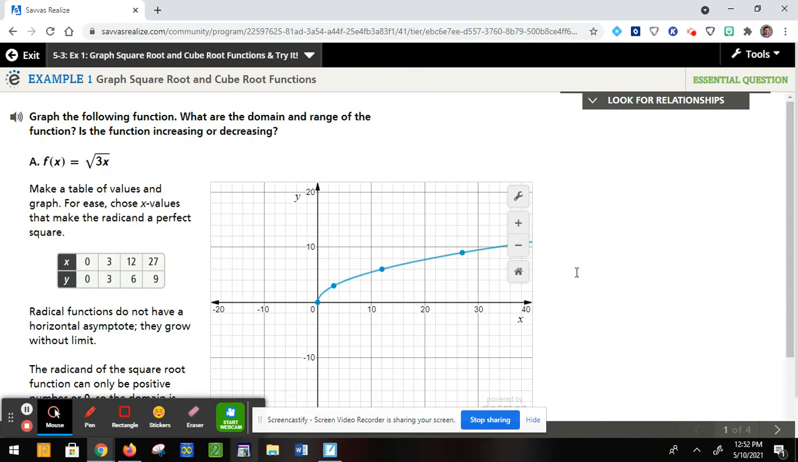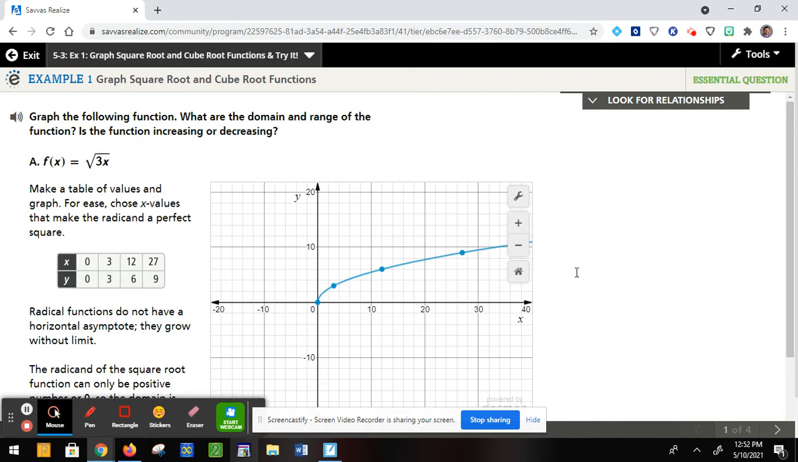So if x is 3, 3 times 3 is 9, square root of 9 is 3, that's why the y value is 3, and so on. If x is 12, 3 times 12 is 36, square root of 36 is 6. These are what they look like. It is a curve that starts from the origin.